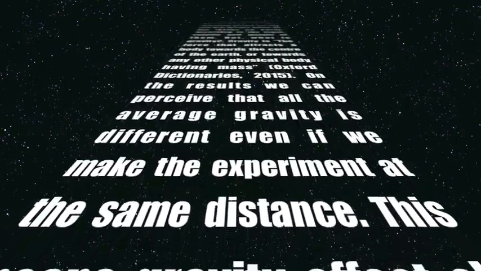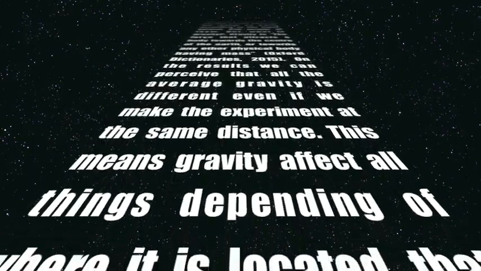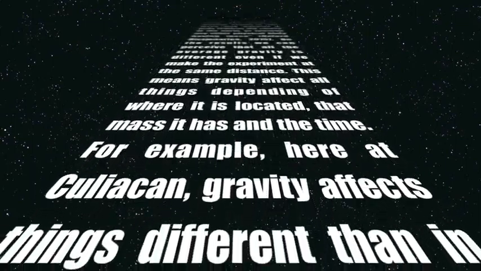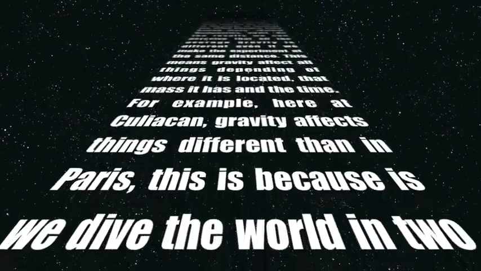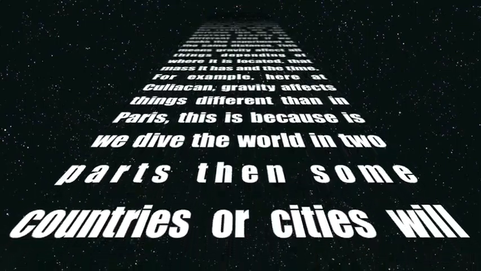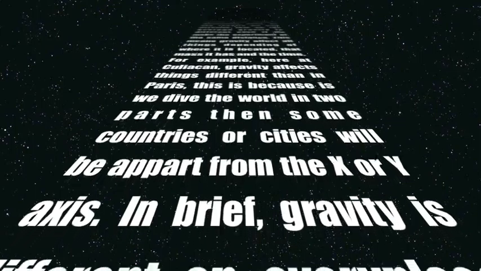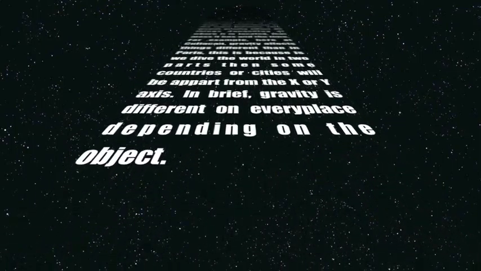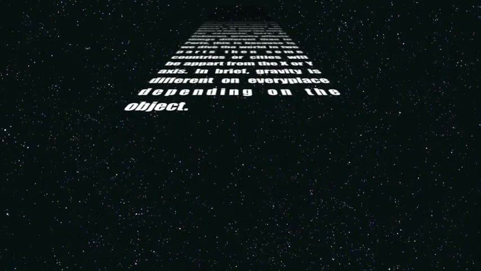In the results, we can perceive that the average gravity is different, even if we do the experiment at the same distance. This means gravity affects all things depending on where they are located, what mass they have, and the time. For example, here in Culiacan, gravity affects things differently than in Paris. This is because we live in the world in 2 parts, where some countries or cities are apart from the x or y axis. In brief, gravity is different on Earth.